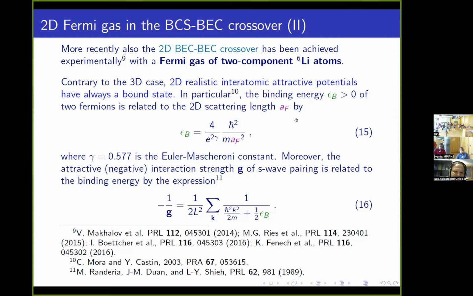Moreover, the attractive negative interaction strength G of the S-wave pairing is related to the binding energy by equation 16. You see there is a formula that relates the strength G of the contact interaction to the binding energy.